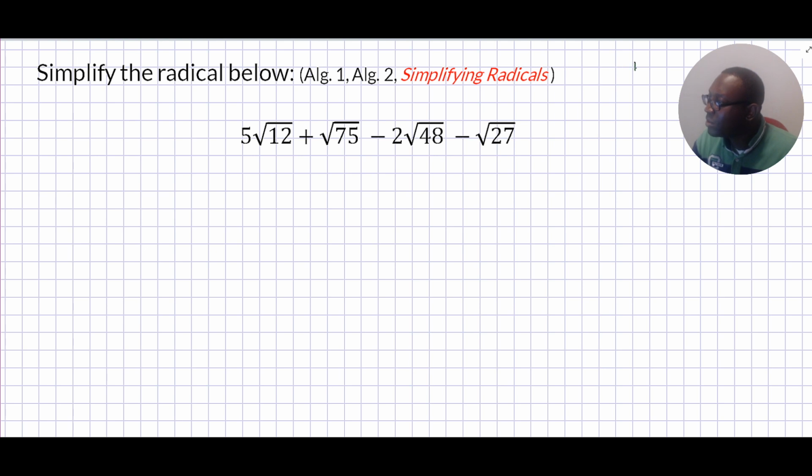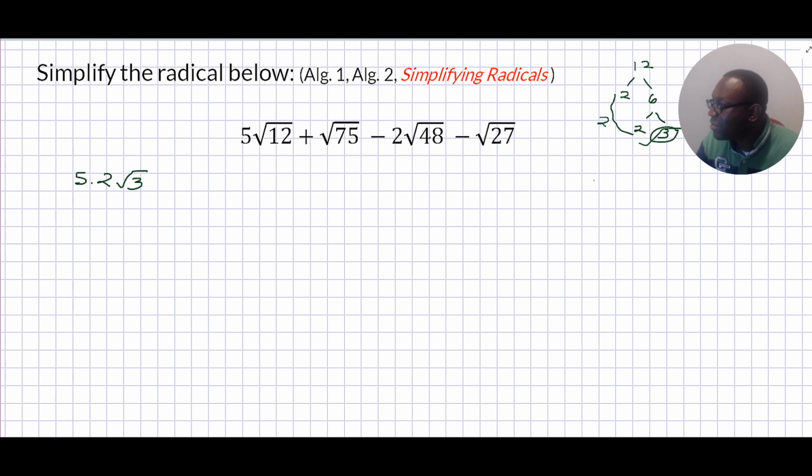Let's go ahead and decompose 12 into a product of its prime factors. We have 2 multiplied by 6, and then you have 2 multiplied by 3. The general approach I take is to look for pairs of common numbers. Right here I have a pair of 2's, so that's going to give me 2, and if I have an orphan, then that's going to be my radical. So this is going to give us 5 multiplied by 2 square root of 3.